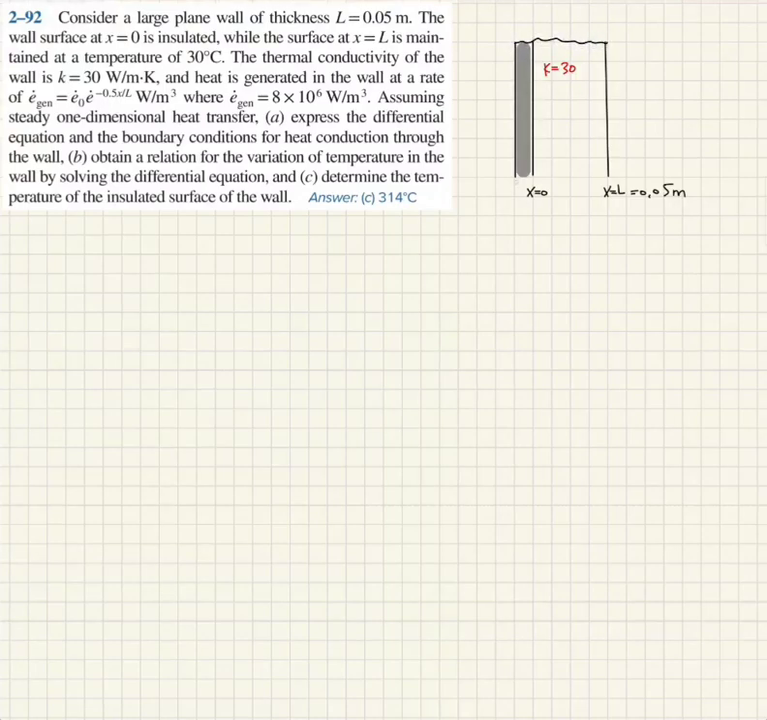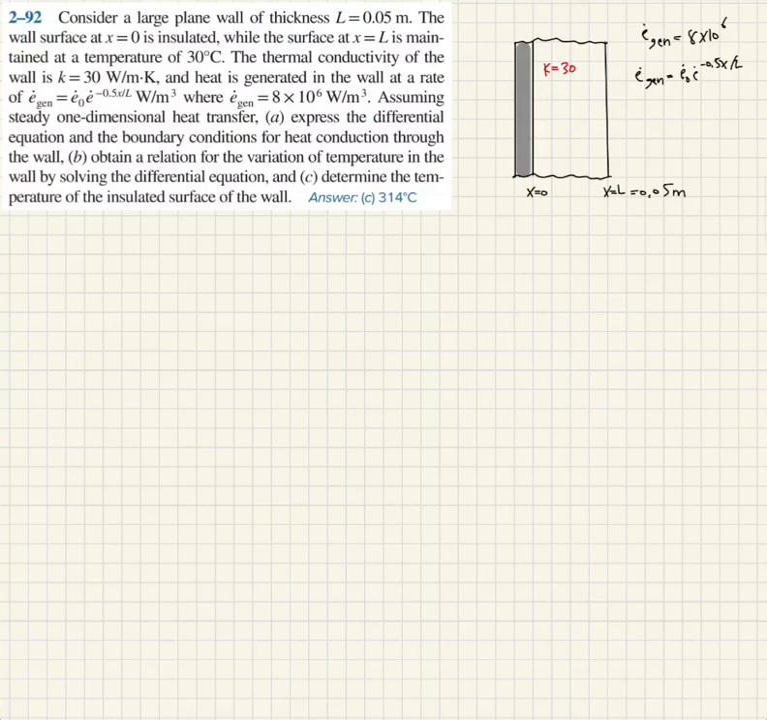So now that we have a visual representation of the system, we're going to write down everything that we know. So we know that E dot 0 is 8 times 10 to the 6, and E dot gen is E dot 0 times e to the negative 0.5 x over L. All right, so that's all the information that we have for this problem.